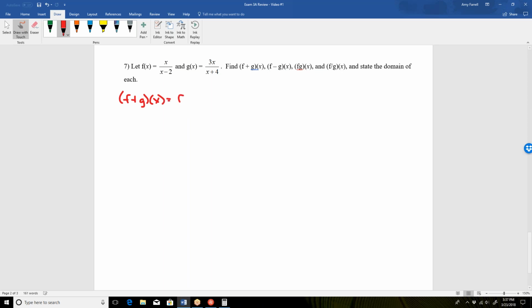which is equivalent to f of x plus g of x. So I'm going to take the function f and add g. Now, anytime we're adding 2 fractions, even if they're rational expressions like these are now, we need a common denominator. So I'm going to multiply the first rational expression here, or the function f, by x plus 4, both numerator and denominator. And over here, I'm going to multiply both the numerator and denominator by x minus 2. This is going to give me a common denominator.